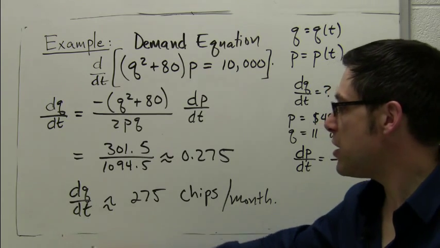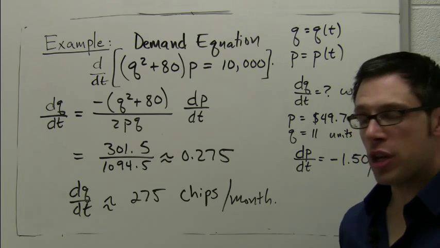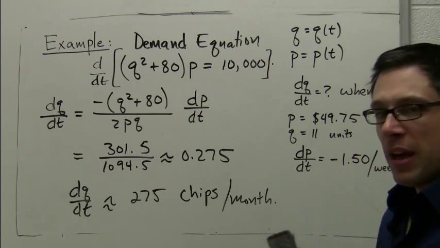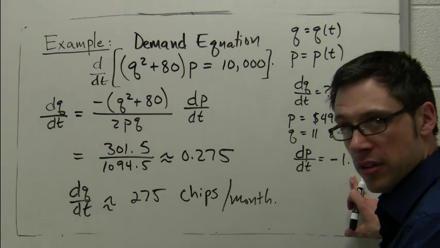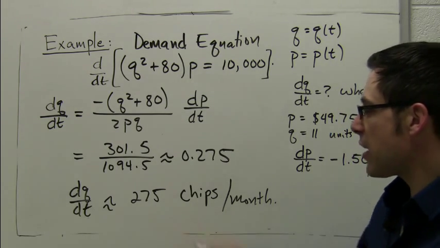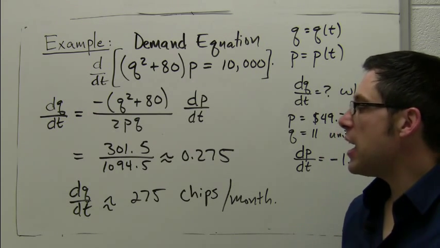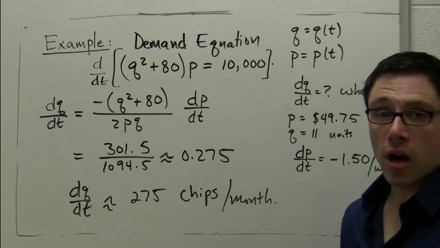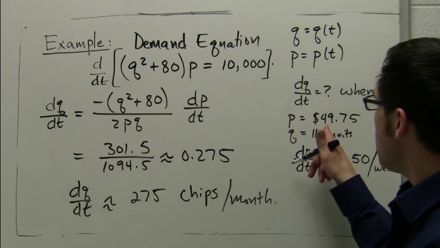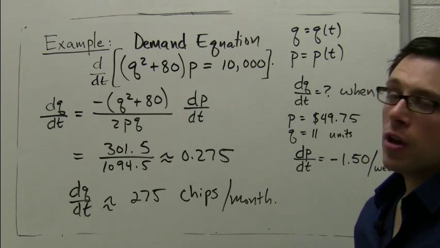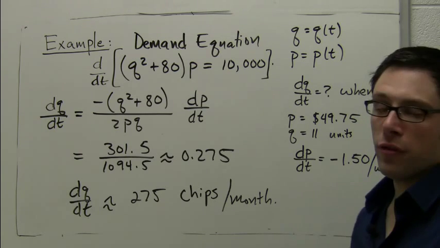I know the demand is definitely increasing at a rate of about 275 computer chips per month. This makes sense because since price was decreasing, demand must increase. So I know it's positive, and this is the actual value I get. The demand is increasing at a rate of 275 chips per month when the demand level is at 11,000 units and the price is $49.75 per chip. And I also know that the price is falling at a rate of $1.50 per week.